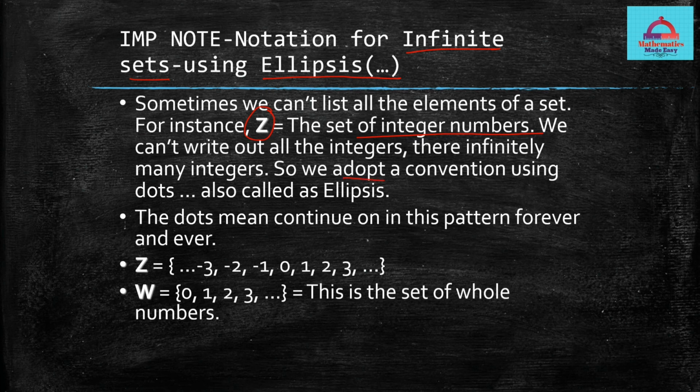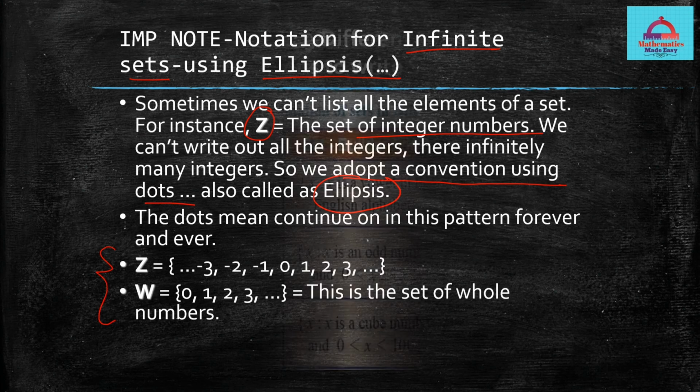And that is why you adopt the convention of using the 3 dots, also known as the ellipsis. So whenever you get a question on sets, even if it doesn't mention that it is an infinite set, but you see the 3 dots in the pattern of the elements mentioned, you should know that these are going to be infinite sets. For example, the set of your integers or the set of your whole numbers. These are all infinite sets.